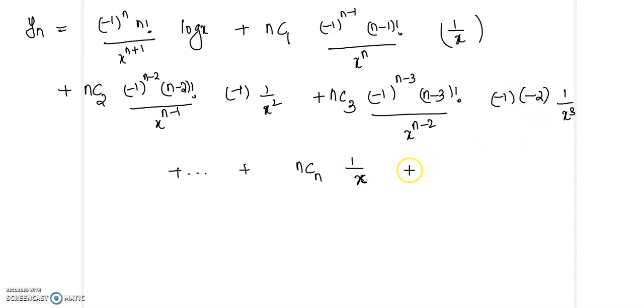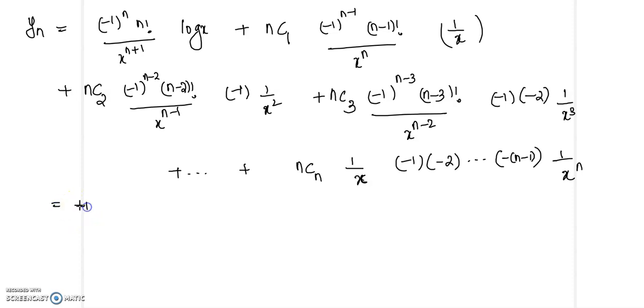So when you come to the nth term, that will be equal to minus 1, minus 2, up to minus of n minus 1, into 1 by x raised to n. Okay, so that is going to be the nth derivative of log x. Now let us simplify the terms.